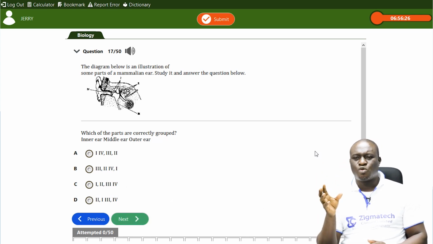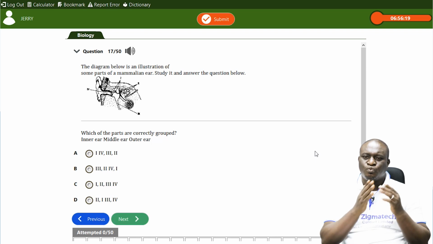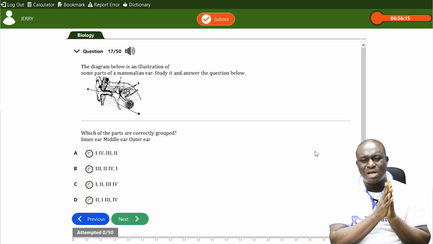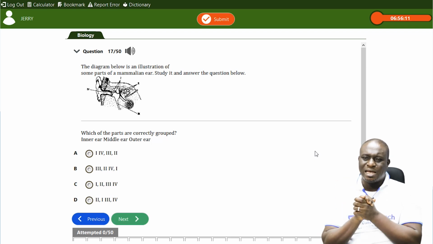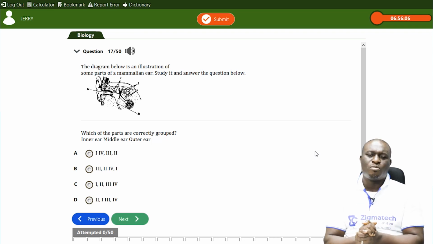And based on the question we have here, they said which of the parts are correctly grouped. Please note the words correctly grouped. Inner, middle, and then outer. So we're starting with the inner ear. Now, looking at the structure, the inner ear is represented with Roman figure 2.